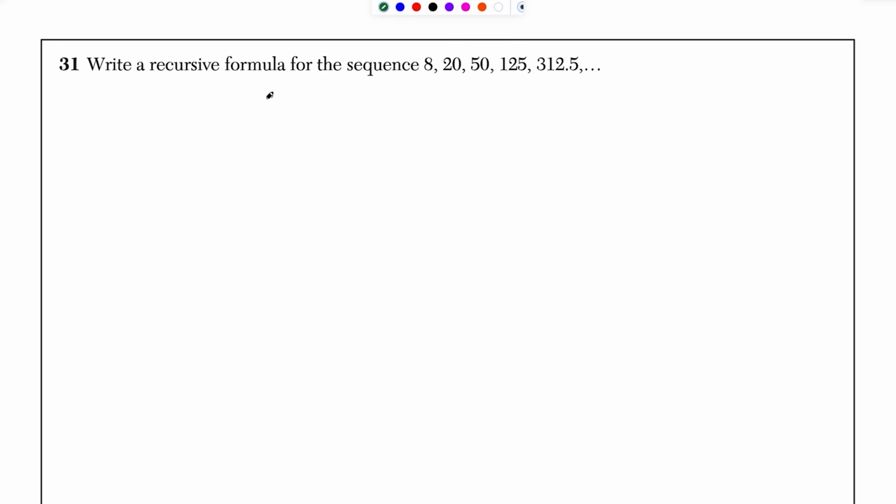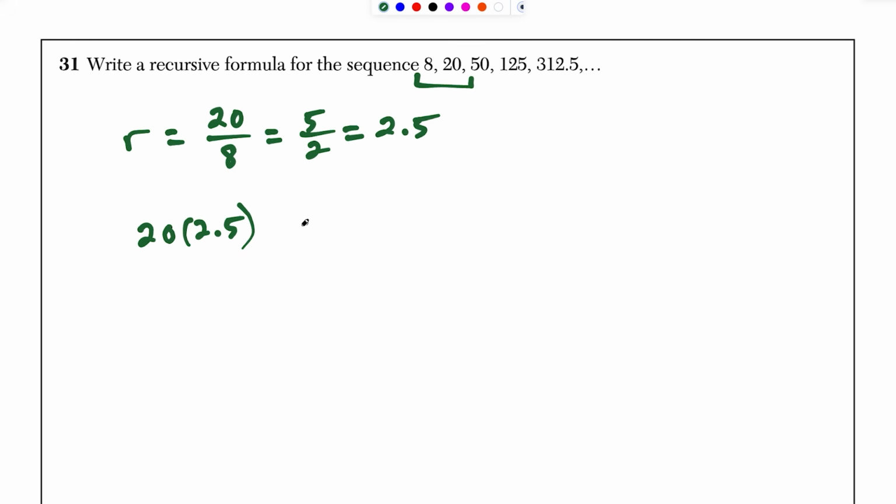Question 31, write a recursive formula for the sequence, and we have 8, 20, 50, 125, and then 312.5. So for this one, this is not looking like an arithmetic sequence because we're going up 12 and then 30, and then after this it's going up, let's see, 75. So it's not going up by a fixed amount. So this one, I'm going to take an educated guess here that this is geometric.